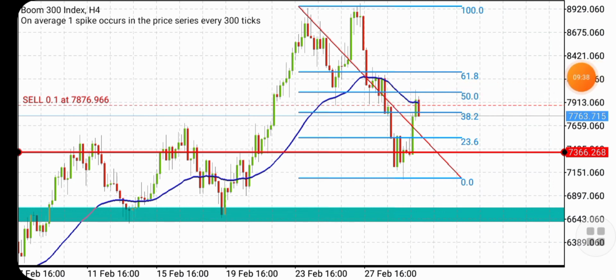So guys, this is already at equilibrium, and if by chance the market goes above this level 50 here, then we are going to be talking about a premium market. Now if you know about ICT, you should know about premium and discount. In the next video we will talk more about that.